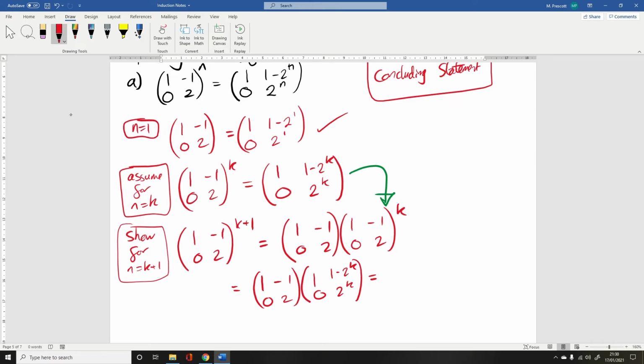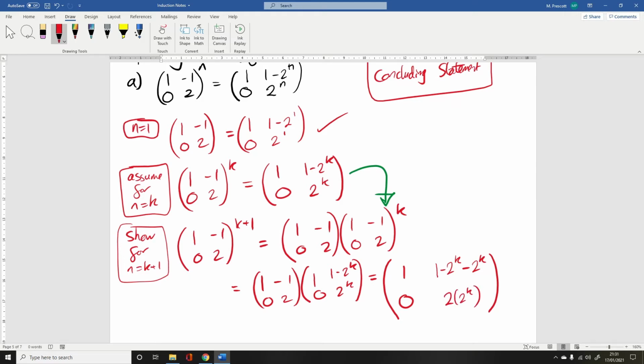And then we could try and expand this, so it might end up being a large matrix. For our top left, remember you times the top row by the first column. That'll be 1 times 1 and 0 times minus 1, so that'll just be 1. For the one below that, it's the second row times the column, so that's 0 times 1 and 2 times 0. That's 0. For the ones on the right hand side, first row times second column would give us 1 minus 2 to the k, minus 2 to the k. And on the bottom, we would get 0 times 1 minus 2 to the k, which is 0, and 2 times 2 to the k.